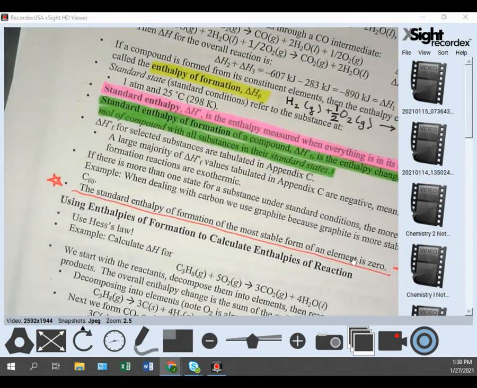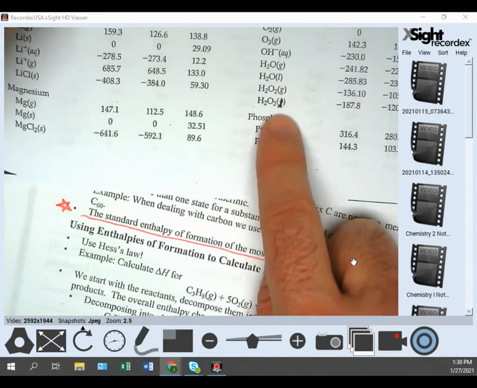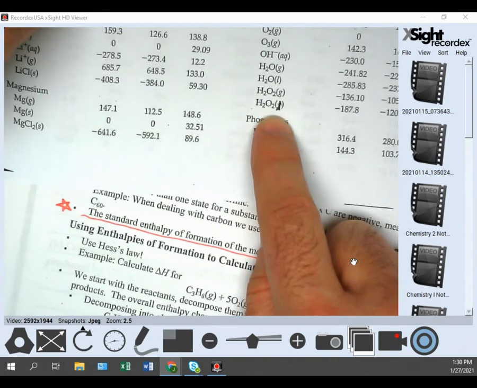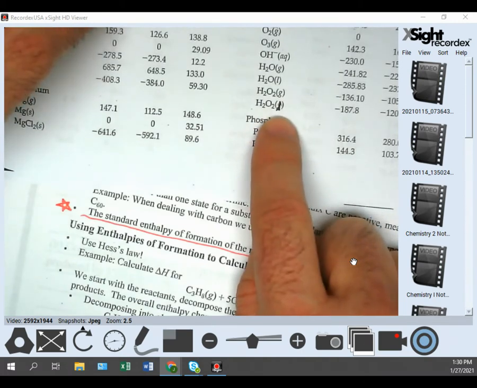So this, by the way, I think I told you guys this already, but just in case, this hydrogen peroxide, H2O2, that's an L. There was a misprint in the book, so I corrected it just so you know that's an L though if you're looking at it.